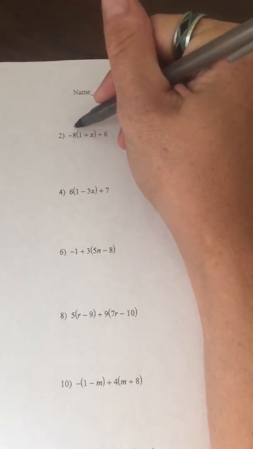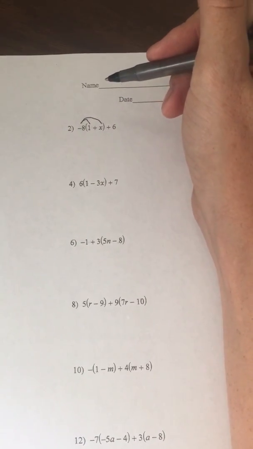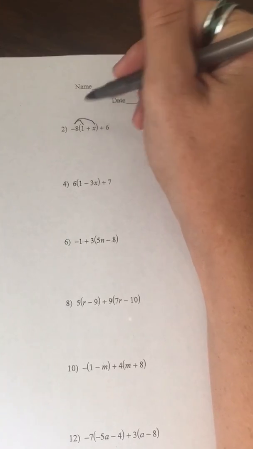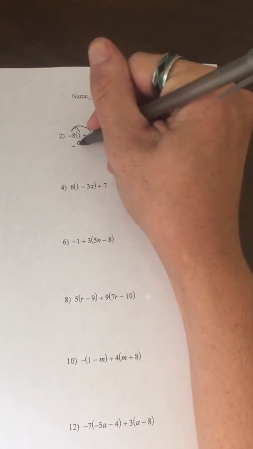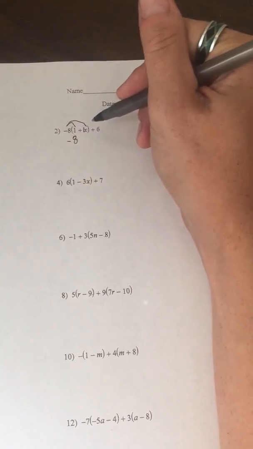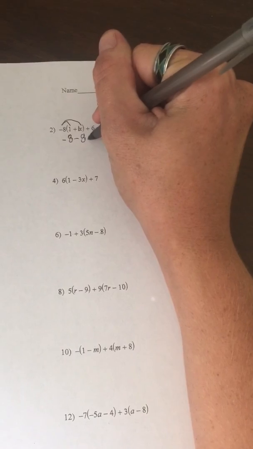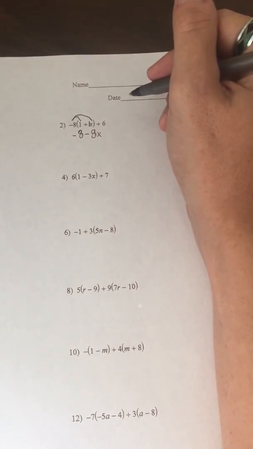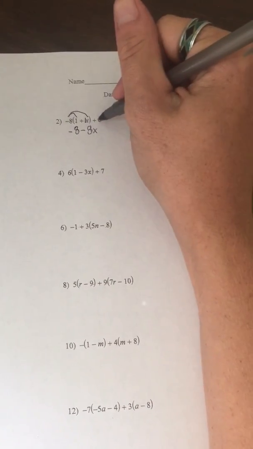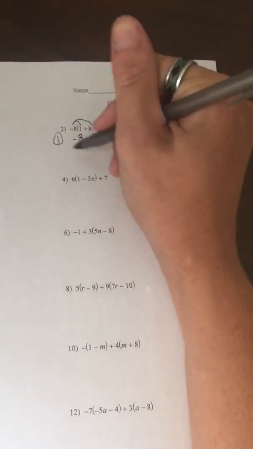Try number 2 with me. You're going to take the number that's outside the parentheses and you're going to multiply it with both of the terms inside. Negative 8 times 1 is going to give you negative 8. Remember, in front of this x, there's a little 1. Negative 8 times 1 is going to give you negative 8. So I'm going to write minus 8x. Then this plus 6, you can just drop down. That's step 1.